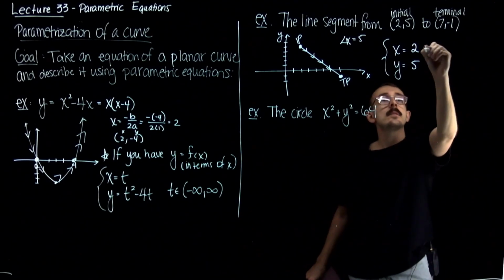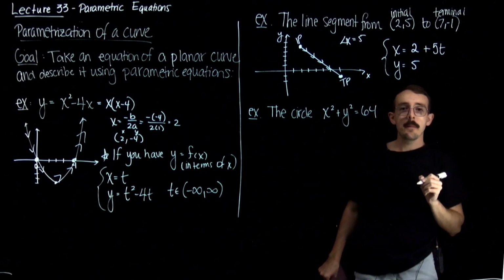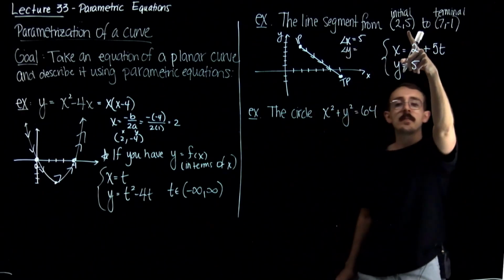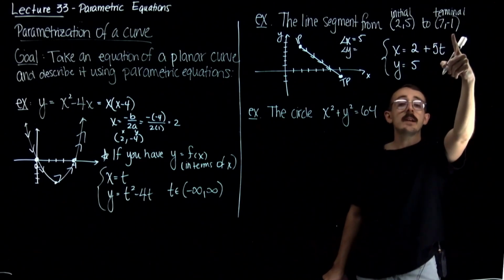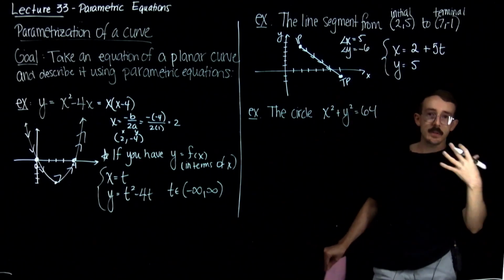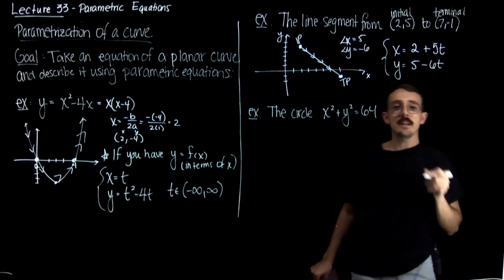So I need to add to this 5t. And then what's the total change in y that occurs? Well, I start at 5, and I go to negative 1. So that's a change of negative 6. So you have to think about where you started, where you ended up. This is going to give me negative 6t.